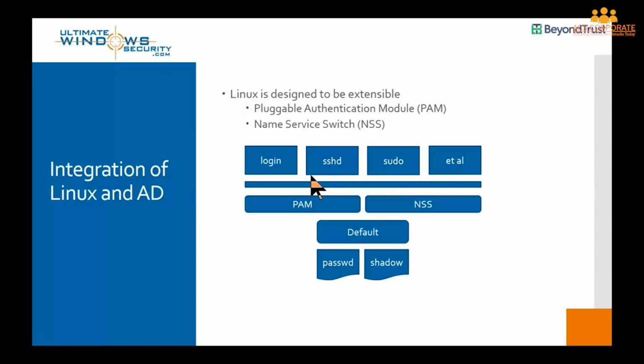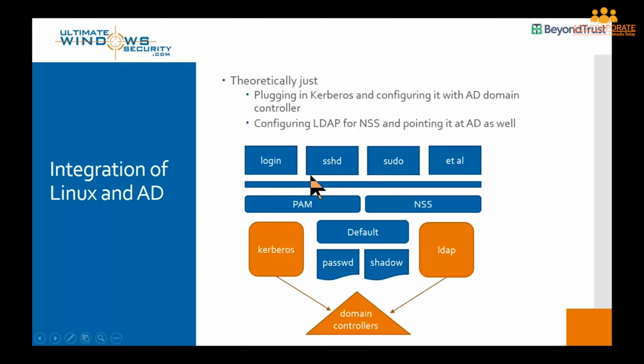Now, what makes integration with AD possible? In almost all cases, certainly all modern integrations, we are plugging Kerberos into PAM. So we've got a Kerberos module for the Pluggable Authentication Module architecture, and NSS is using LDAP, and both of these are talking to Active Directory. So to get information about users and groups, NSS would be going to domain controllers, and Kerberos for the authentication part.